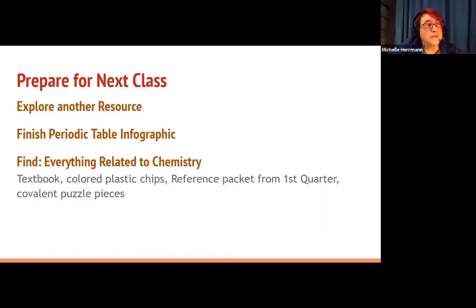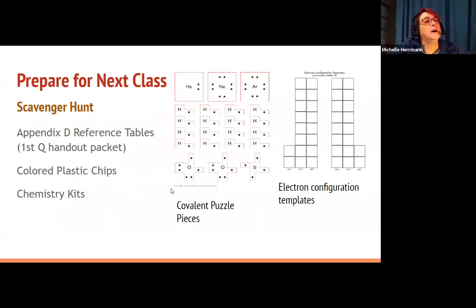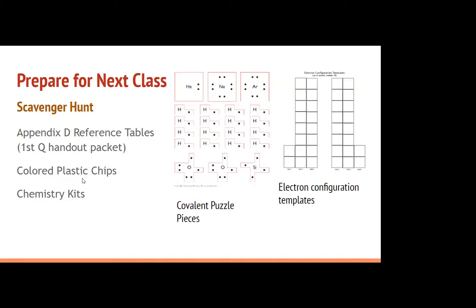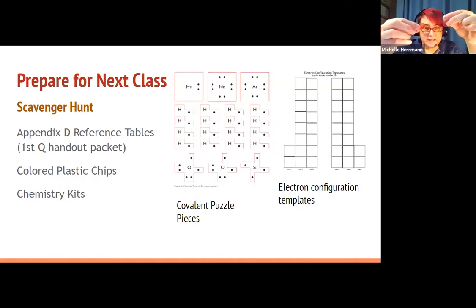And then to prepare for next class, you're going to find everything related to chemistry. And I have a visual aid here for you. The packet that I gave you in first semester is actually a photocopy of Appendix D in the textbook. So if you have your textbook, then you can just do Appendix D. You also have some colored plastic chips. They look like this. Somewhere you have those things, so you can find those, so we can use those.